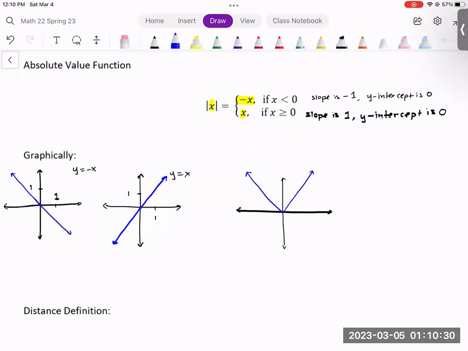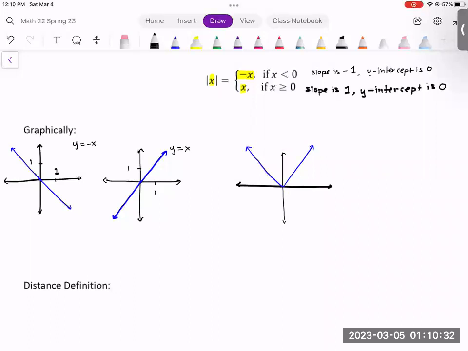A couple of things to note about this function. The domain is all real numbers. The range is 0 to infinity. And really what we're getting is that this absolute value function just strips off the sign of its input.